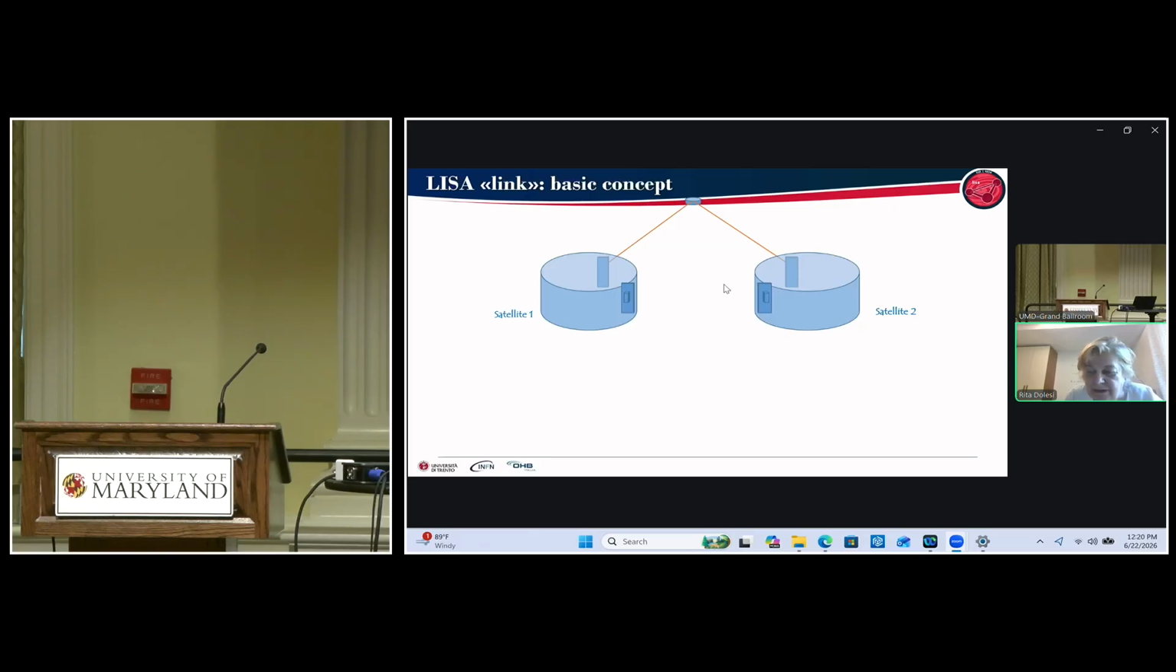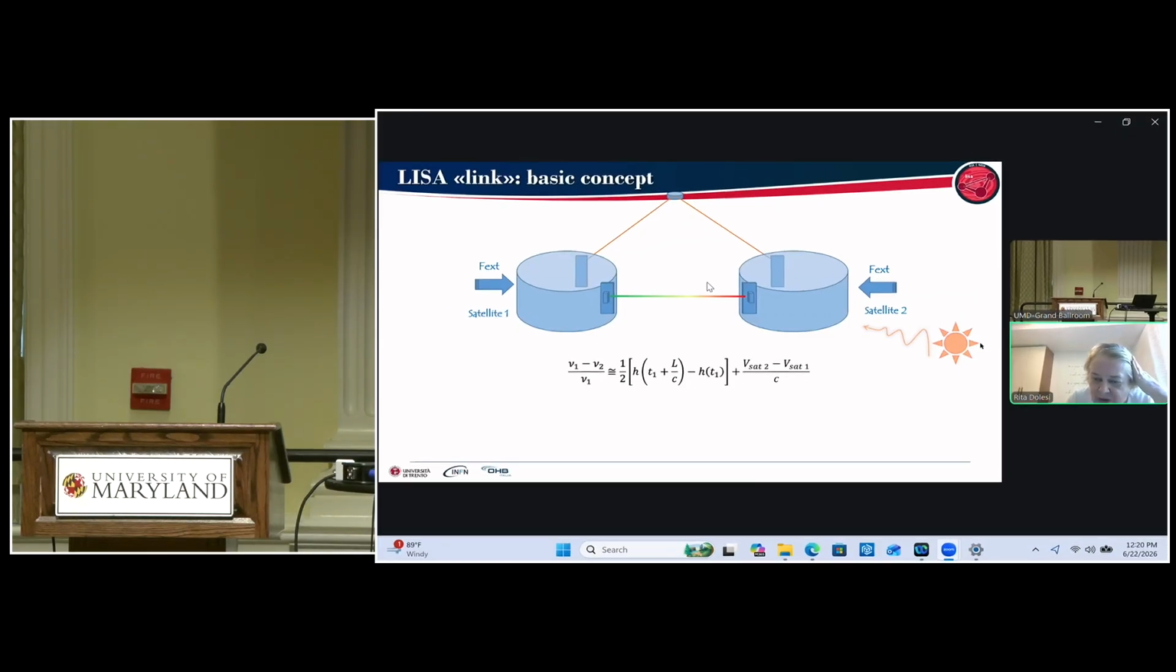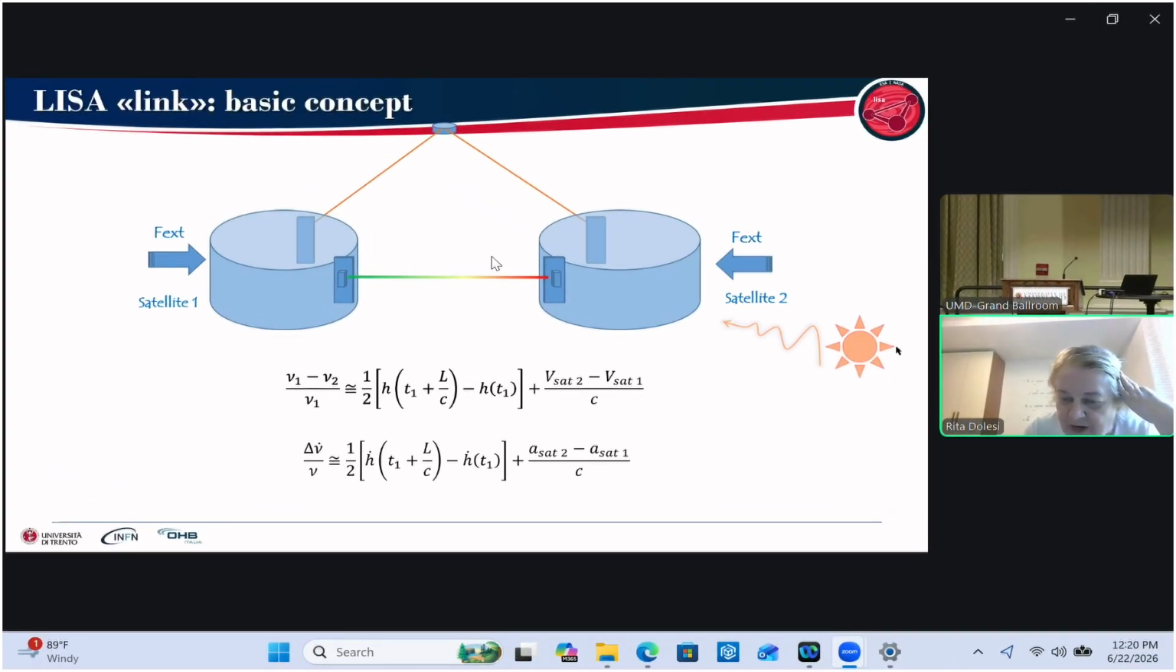In all implementations of the LISA concept, a detector arm is made by two satellites that send each other a laser beam. Propagating through a gravitational wave curvature, the beam accumulates a time-modulated frequency shift. But acceleration of the spacecraft relative to the local inertial frame also shifts frequency via the standard Doppler effect. And very noisy satellite acceleration with respect to the local inertial frames would completely spoil the sensitivity to the gravitational waves. So it must be subtracted.